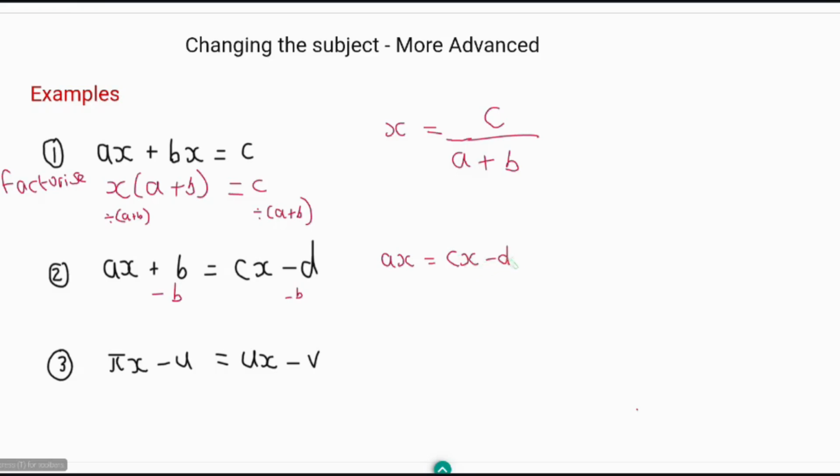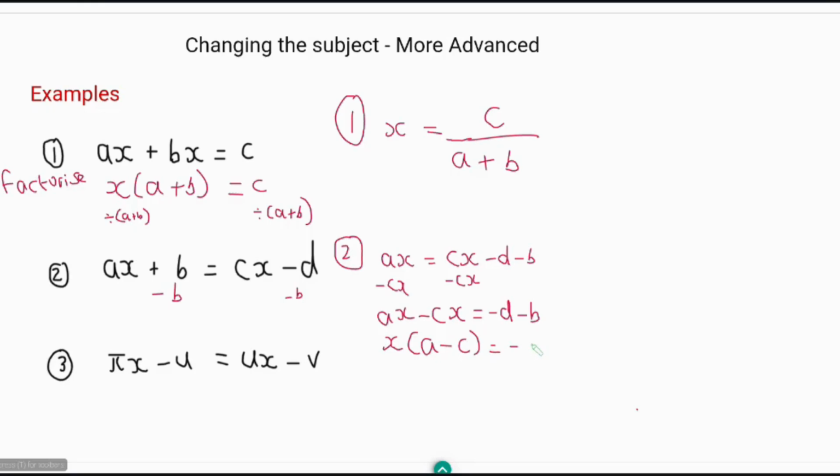Take away d, take away b. Now I want the cx over on the other side, so I'm going to subtract it from both sides, which gives us ax minus cx is equal to negative d minus b. Now I'm going to factorise because I need to isolate the x's. So it's x bracket a minus c. And now I'm going to divide both sides by a minus c.